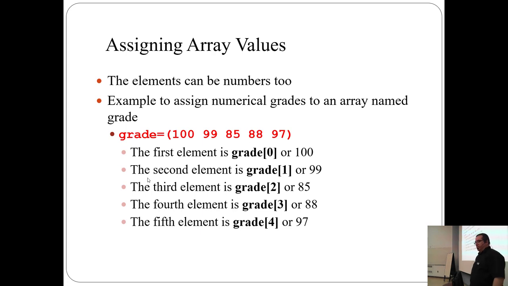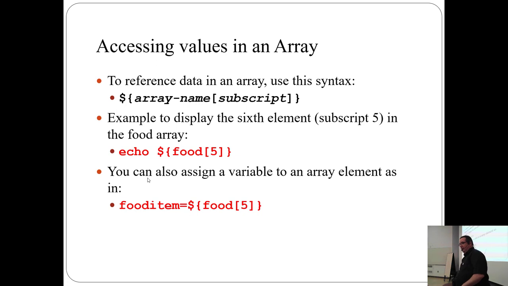Array elements can be numbers. And how do you assign numerical grades to an array? Just like this. Grade is equal to 100, 99, 85, 88, 97. And as you can see, arrays are zero-based, just like in Java. Unlike some other languages where arrays are one-based, which are becoming rare, it basically starts at zero and moves on. And accessing the values inside the array, once again, is array name, square brackets, array element. And you can take the contents of the array element and assign it to a variable just like you do in Java. This is nothing new. Syntax is weird, but it's nothing you haven't seen before.